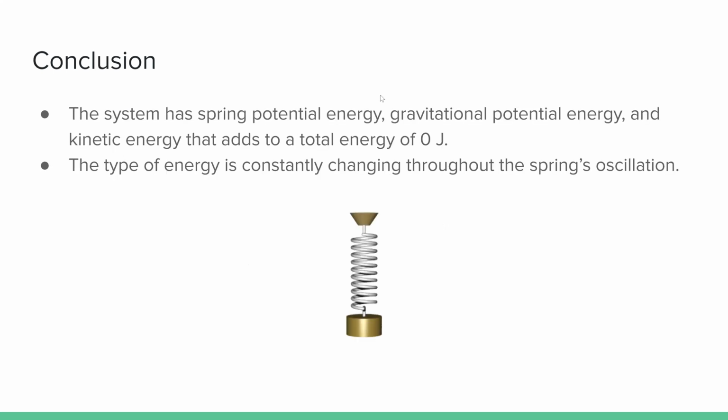In conclusion, the system has spring potential energy, gravitational potential energy, and kinetic energy that add to a total energy of 0. The type of energy is constantly changing: gravitational potential, spring potential, and kinetic energy. It's not always completely gravitational potential or completely kinetic, but there's always the consistency of a total energy of 0 joules.